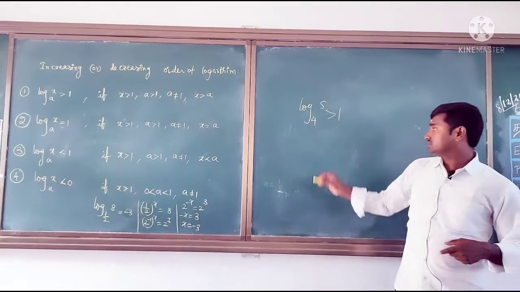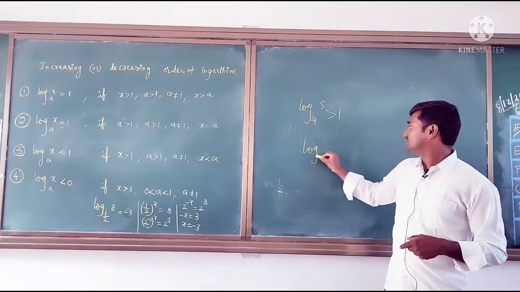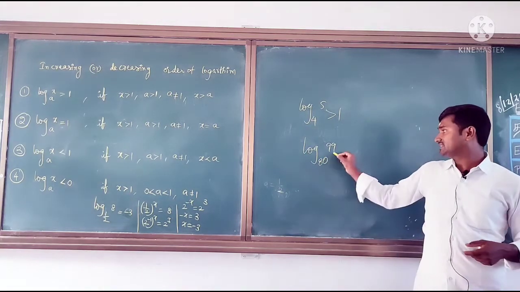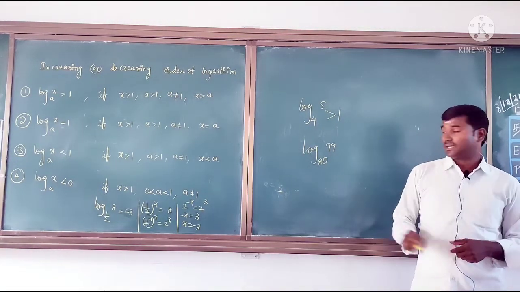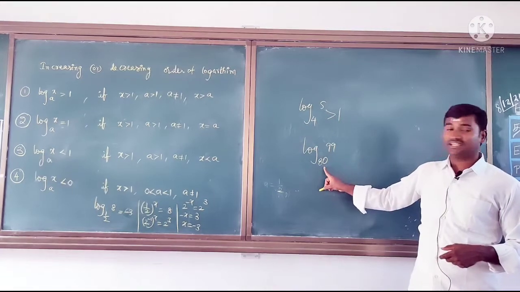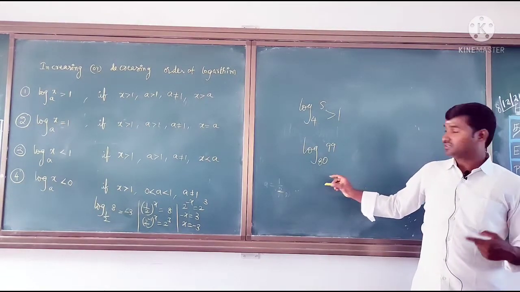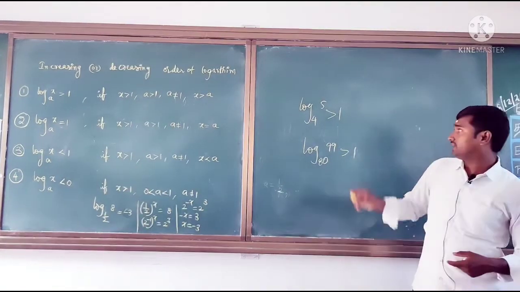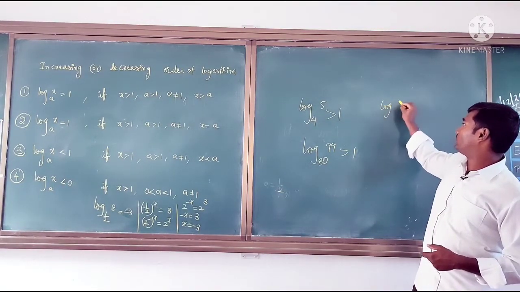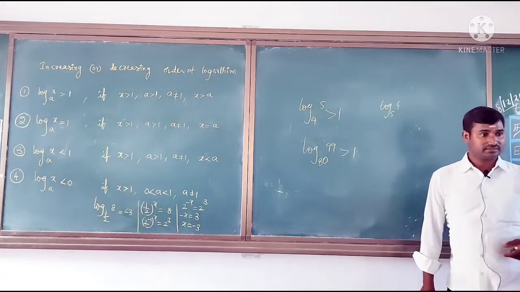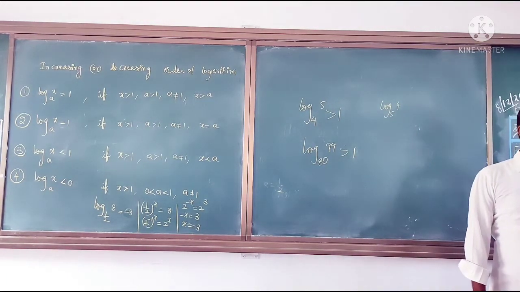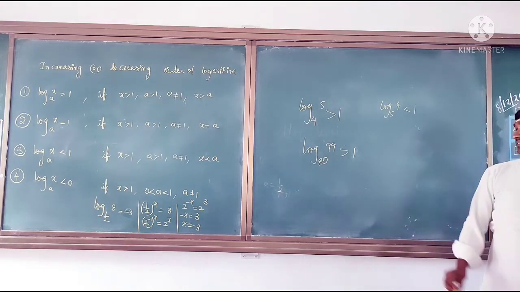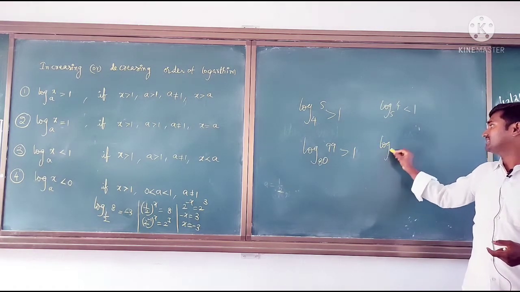Okay. Now log 99 to the base 80. If x is greater than a and x is greater than 1, a is greater than 1, then it is greater than 1. Okay. Now log 4 to the base 5. Less than 1. Log 4 to the base 5 is less than 1. So log 9 to the base 11.